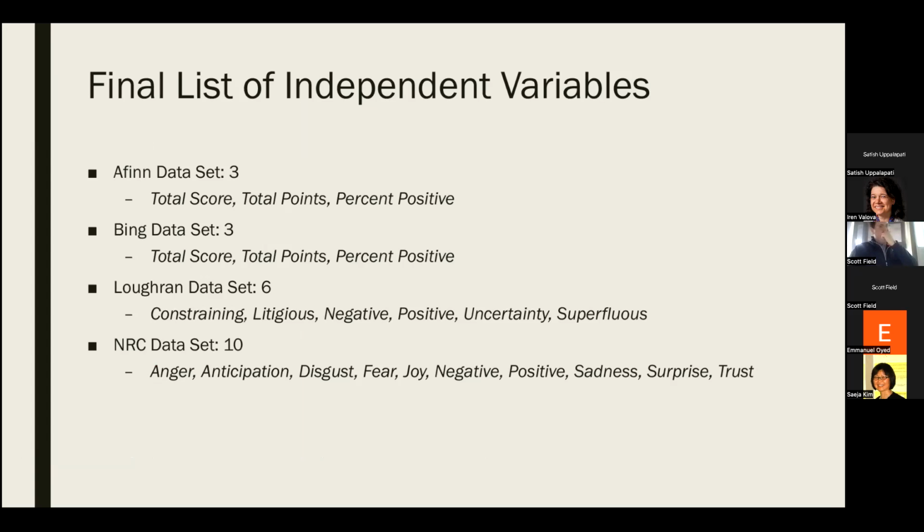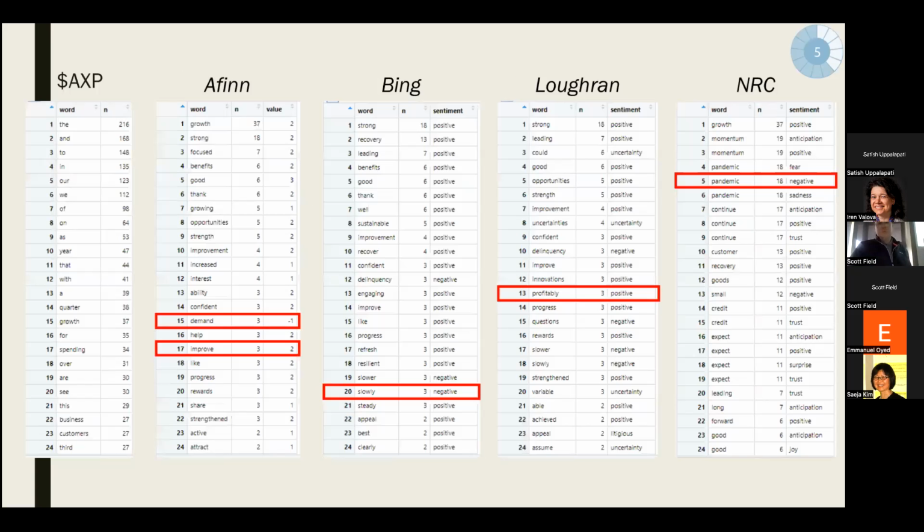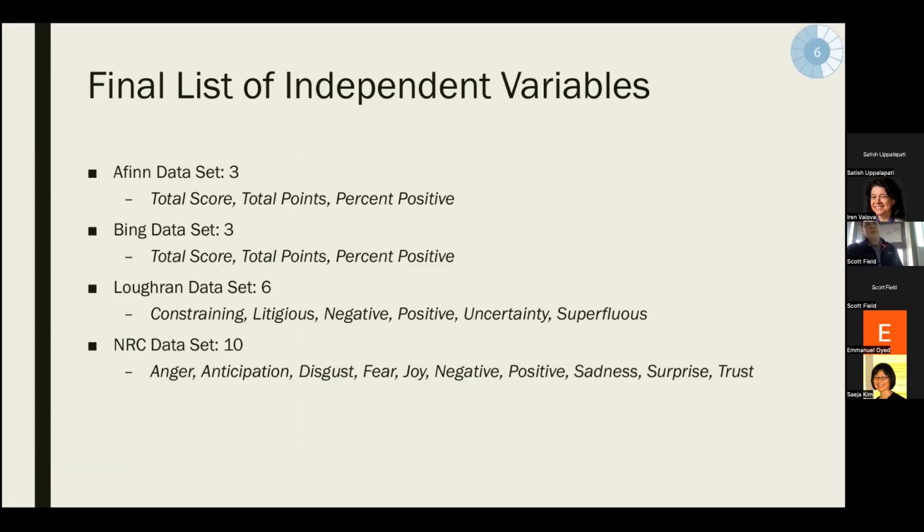So the final list of independent variables were pretty straightforward for the Lochran and the NRC data sets. The indicator variables were pretty much just an aggregation of the different sentiments. A little more work was done for the AFIN and the Bing data. For the total score for the AFIN, that was pretty straightforward. It was just the n column times the value, multiply that out. Total sum is the total score.